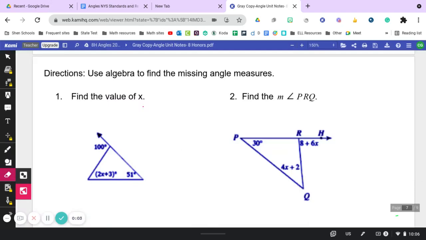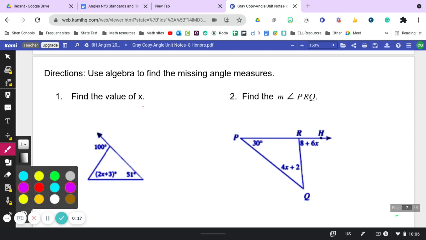Today's video is in the Angles Unit Packet for Honors Class, page 7. We're going to continue on with the exterior angle theorem and the use of algebra. Make sure that you've already watched the page 6 video, and now you're continuing on page 7. It's important that we remember that we have to use algebra to find the missing angle measures.